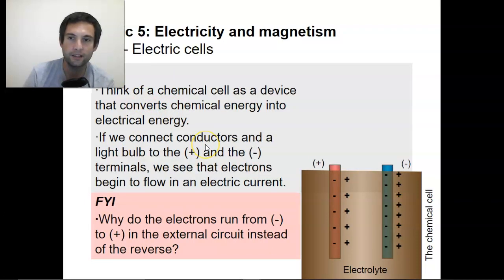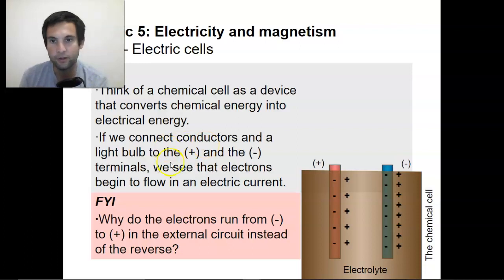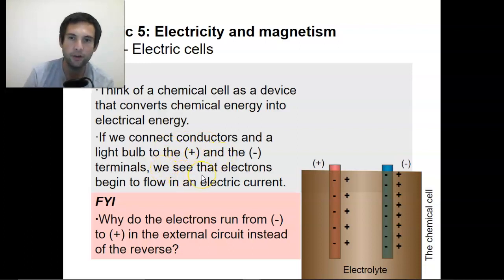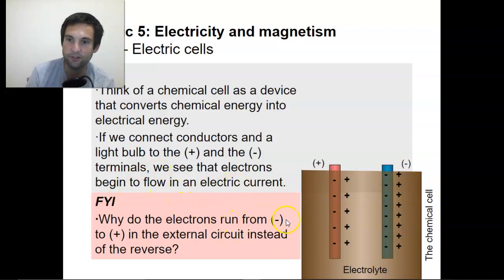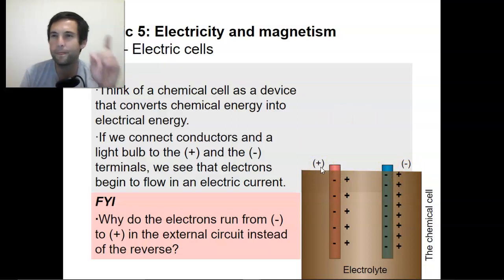If we connect conductors and a light bulb to the positive and the negative terminals, we see the electrons begin to flow. We see the electrons begin to flow in an electric current. Why do the electrons run from the negative to the positive in the external circuit instead of the reverse? All right, so they're going from the negative to the positive. This is the electron flow.